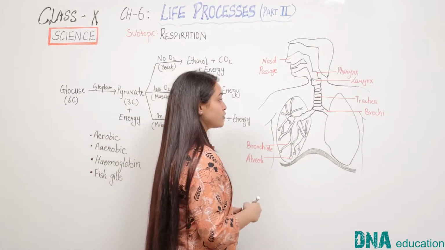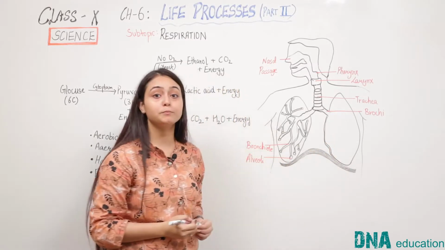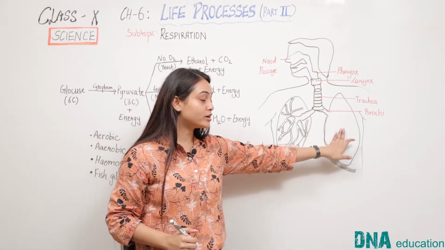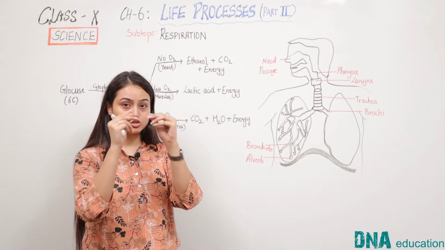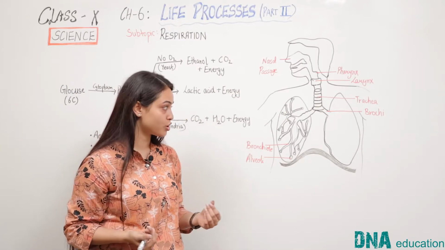Each lung is surrounded by a membrane. This membrane is called the pleural membrane. The pleural membrane protects the lung from any shock or injury. It also is enclosed by a fluid which again acts as a shock absorber.